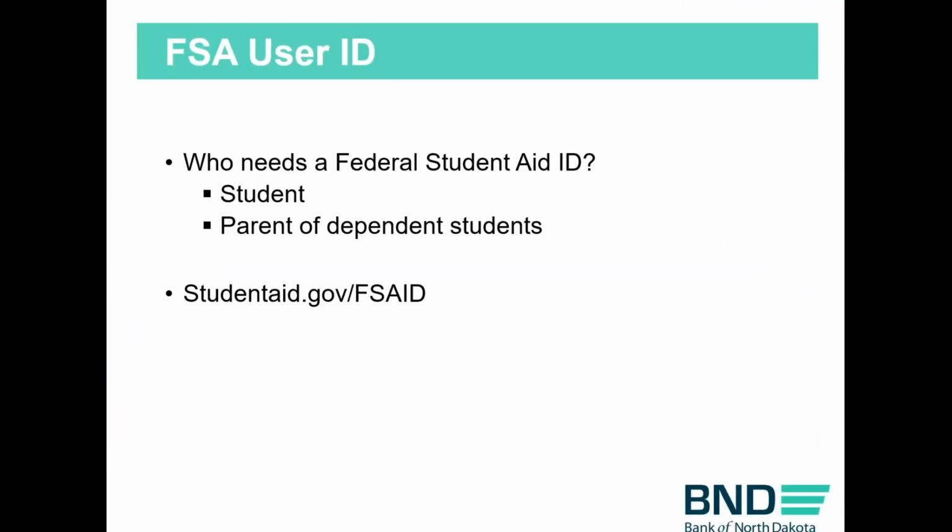So before you get started on filing the FAFSA, the student and one parent of a dependent student will need to sign up for an FSA ID, or a Federal Student Aid ID. This is basically a username and password that the student and the parent of a dependent student will use to file the FAFSA.